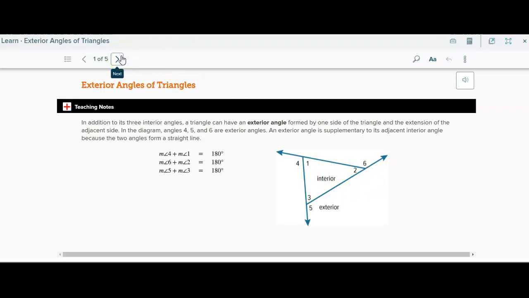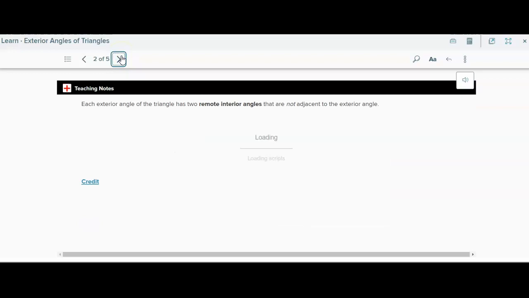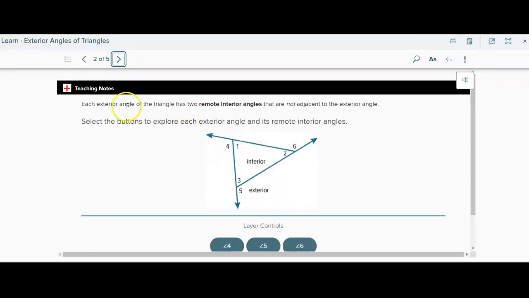Now with exterior angles, and again there are some places in your notes, so make sure you're filling in all the blanks here. Each exterior angle has what we call 2 remote interior angles. So not the ones next to it. For instance, for angle 4, the 2 remote interior angles would be 2 and 3. So not the one right next to it, but the other 2.